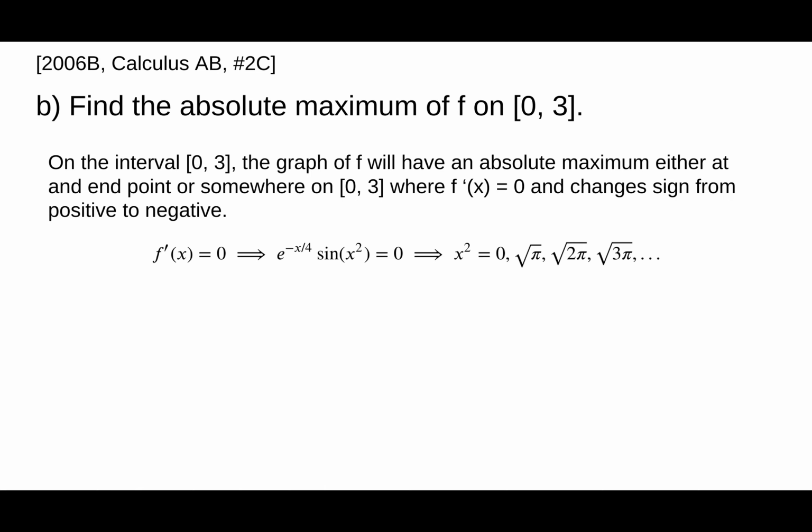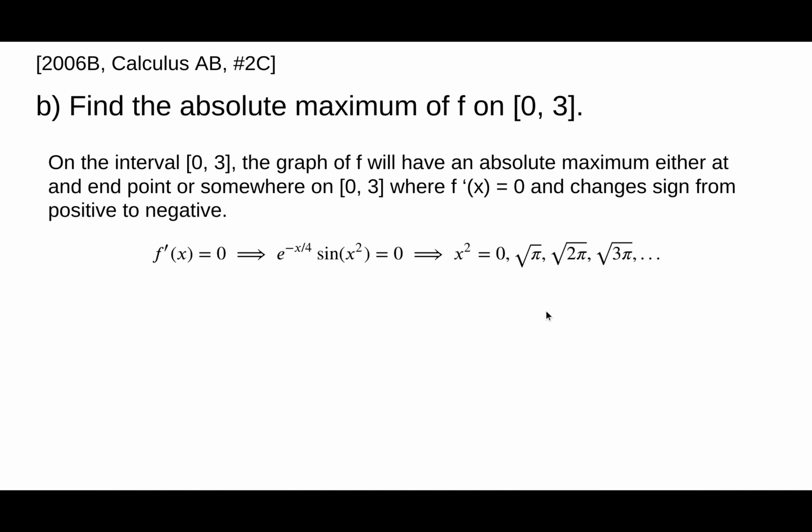Well, sine of x squared will equal 0 at various multiples of pi, or at least if x squared is multiples of pi. So x squared will equal 0 or pi or 2 pi or 3 pi if x is equal to square root of pi, square root of 2 pi, square root of 3 pi. And I just noticed this is a typo here. That should be just x, not x squared.